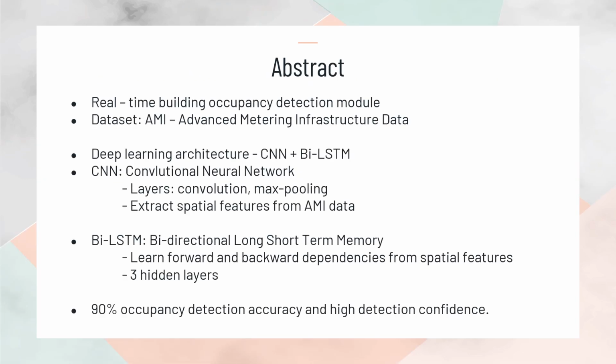Let's quickly understand the work done by the authors. The paper presents a novel method to determine the presence of people inside the building using a publicly available dataset, which is AMI data. It stands for Advanced Metering Infrastructure Data. The proposed method is a deep learning technique which combines the functionalities of CNN and LSTM for feature extraction from spatial and temporal data. The CNN simply has convolution and max pooling layers, and the bidirectional LSTM contains 3 hidden layers. The presented method achieves around 90% accuracy for occupancy detection.